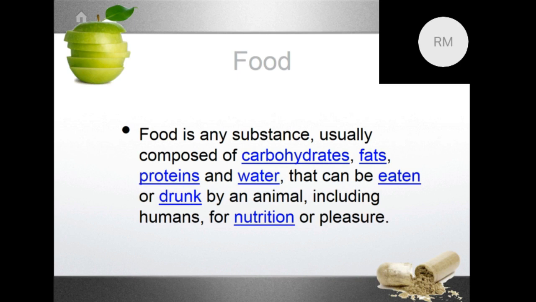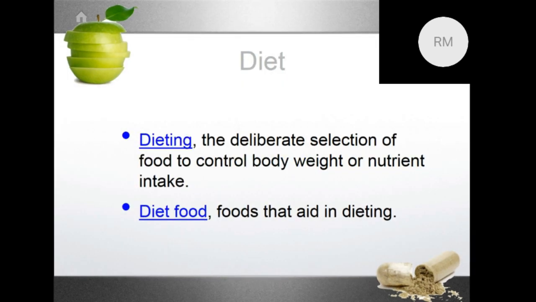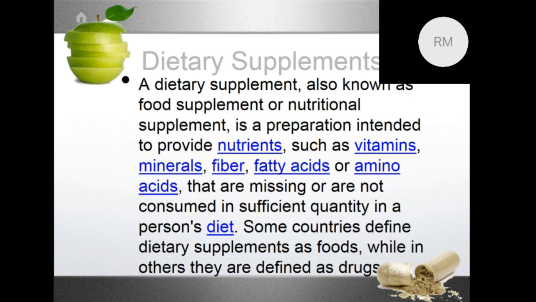But when we come to diet, diet is the deliberate selection of food to control body weight or nutrient intake. So diet food is something which helps to regulate. It's not just for nutrition or for pleasure. It's basically to control and regulate your body physiology. So in Ayurveda, food is called ahara and diet is called pathya. So there are different terms to distinguish these two types of food patterns.